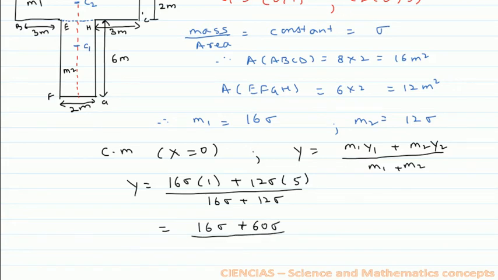divided by 28 sigma, that comes out to be 76 upon 28. Sigma will get cancelled out, so that is equal to 76 upon 28, that comes out to be 2.71 meter.